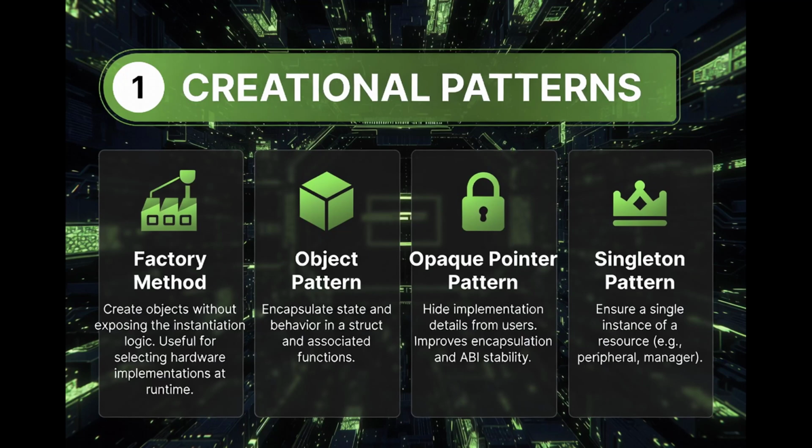The next pattern in creational patterns is the object pattern. The object pattern brings object-oriented structure into pure C. A structure combines data, state, and behavior. Function pointers emulate methods. This creates encapsulated modules that behave like software objects. Embedded firmware heavily uses this model for UART drivers, network interfaces, device abstractions, protocol handlers, and DMA engines.